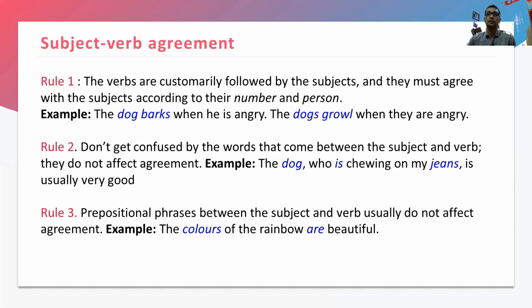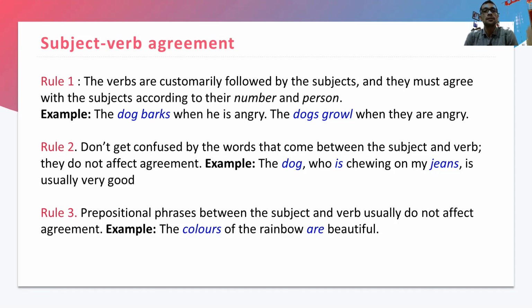There are actually a lot of rules, but I have chosen only a few important rules for you to think about. Let's start with rule number 1. Rule 1: the verbs are customarily followed by the subjects, as we all know, and they must agree with the subjects according to their number and person. The example has been given.